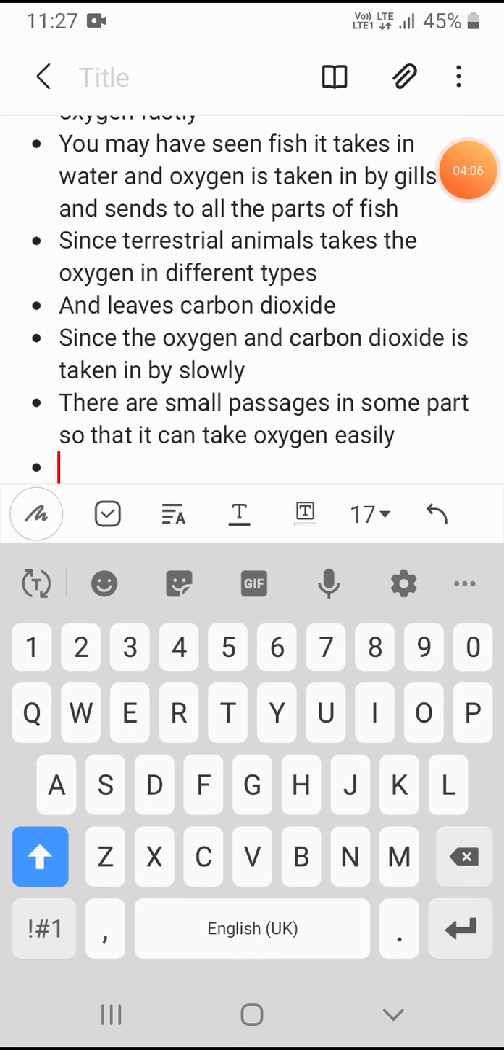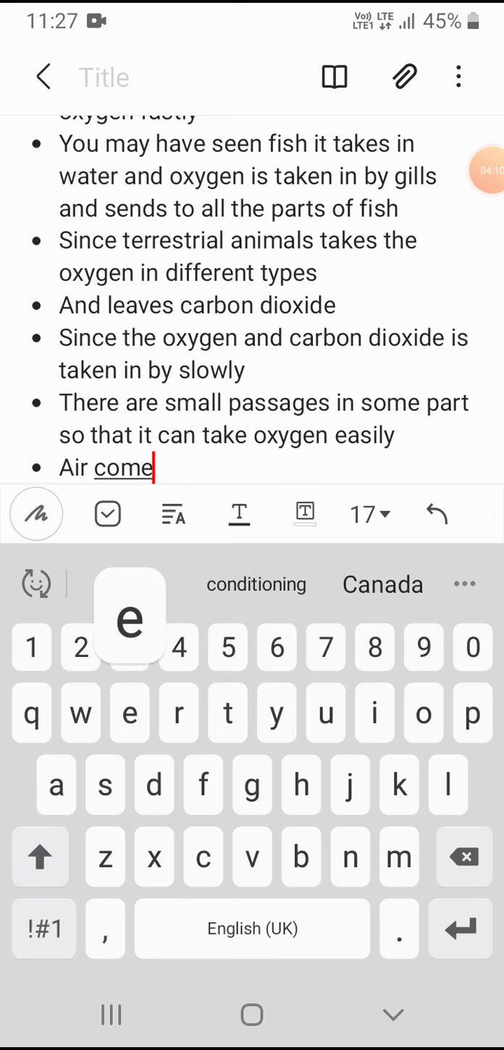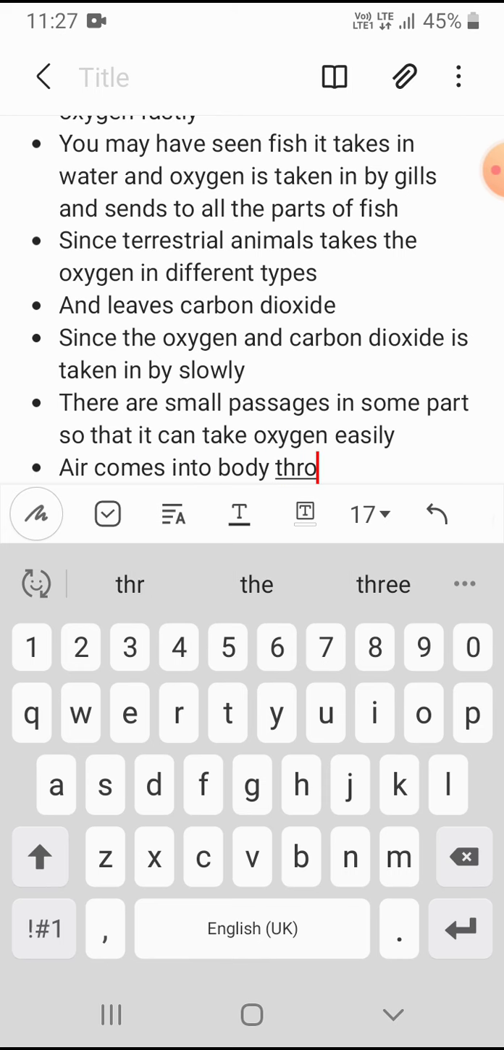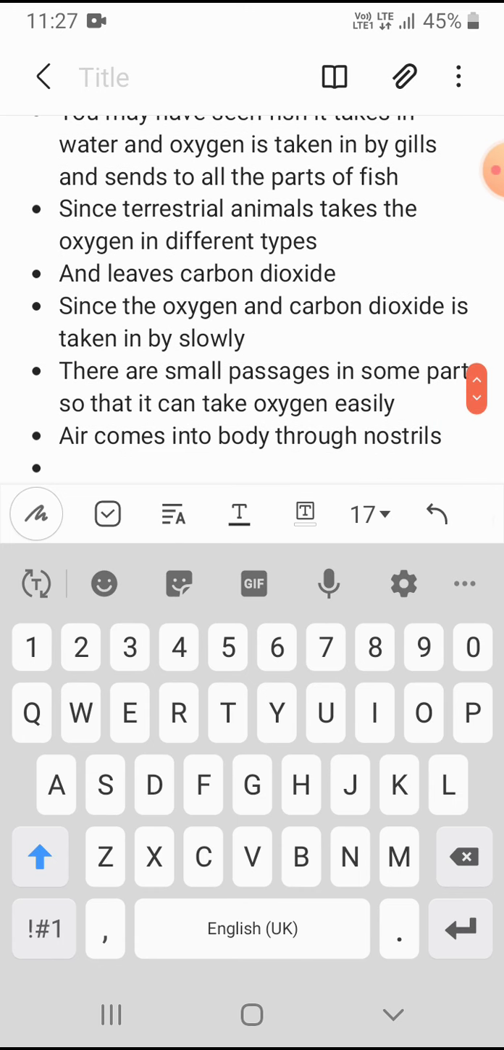So air comes into the body through the nostrils, a part located here in our body. It is called the nostrils. By that the air comes in. Mark these four points, keep them in your mind.